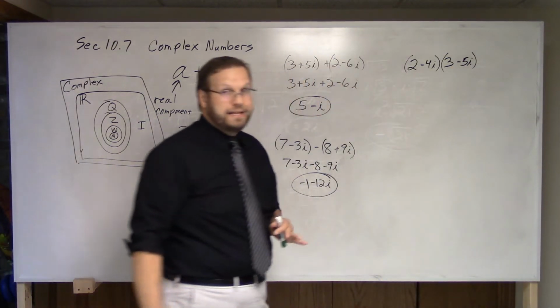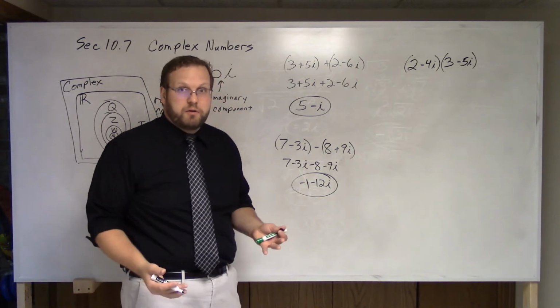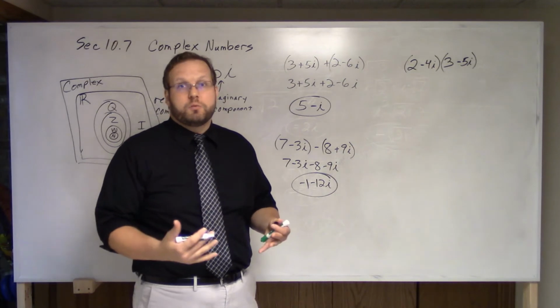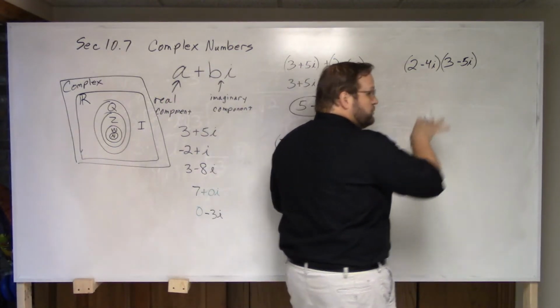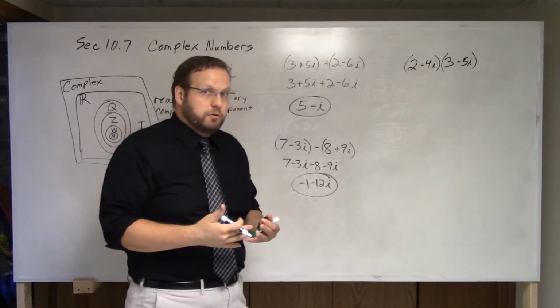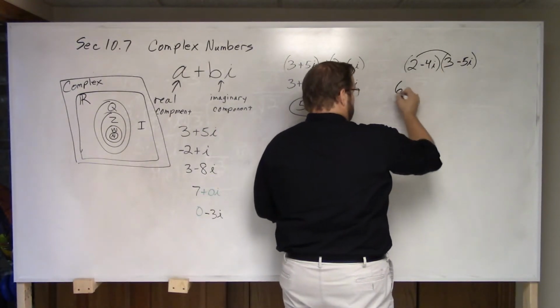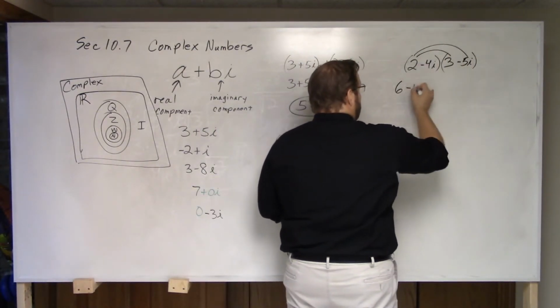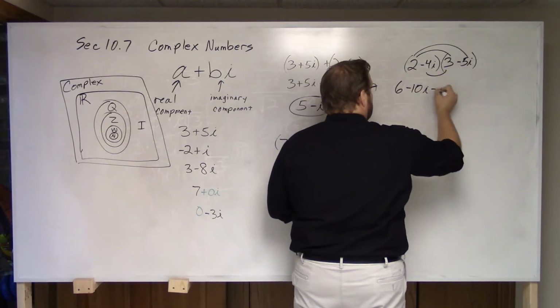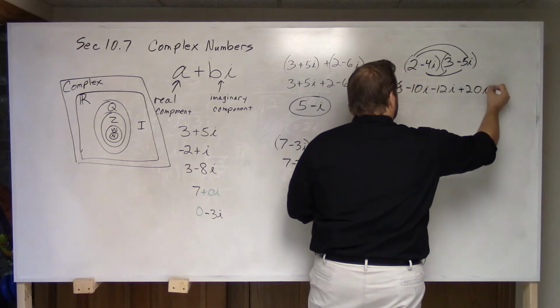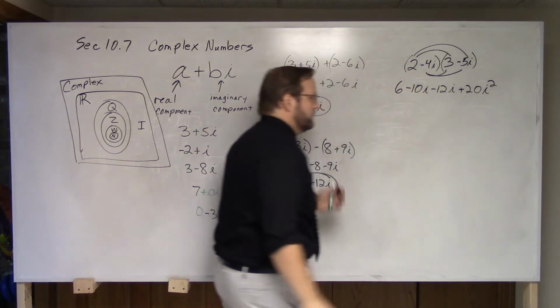It would be really nice if that was just kind of like a FOIL problem. That's exactly what it is. So we're just going to FOIL that like we normally would. Okay? And at this point, we're treating those i's like a variable. But hold off until the end here. We've got 6 minus 10i minus 12i plus 20i squared.